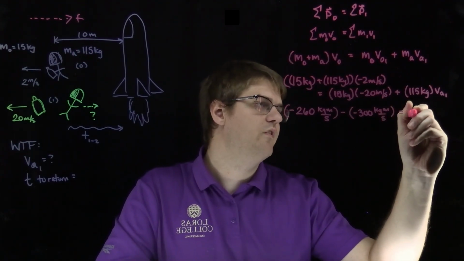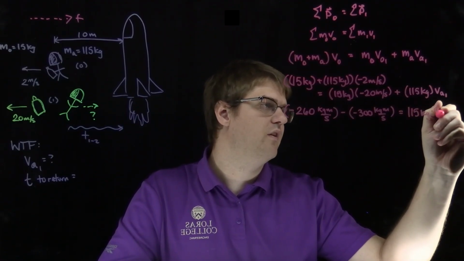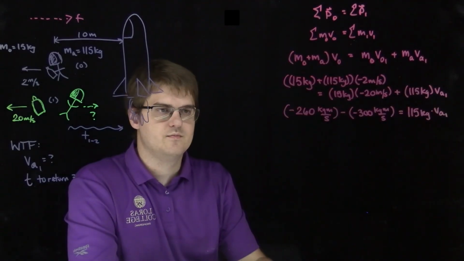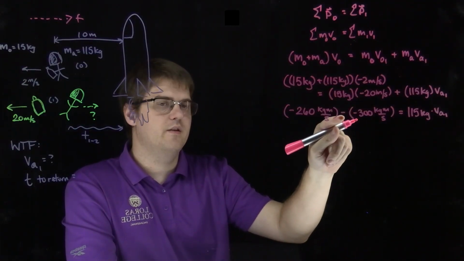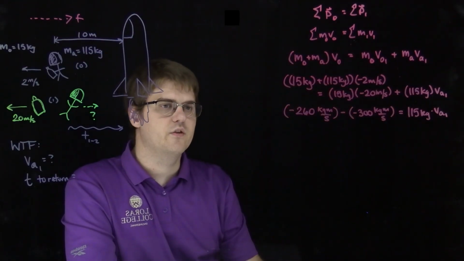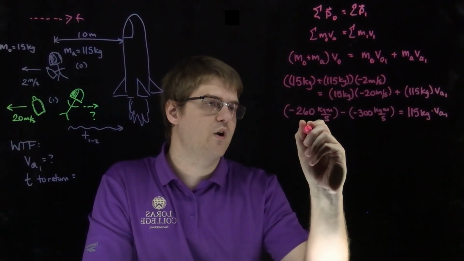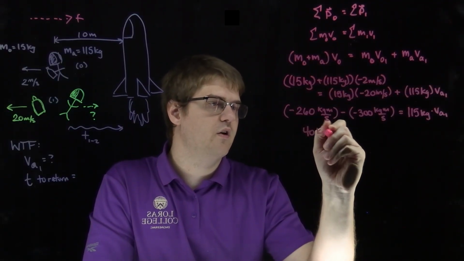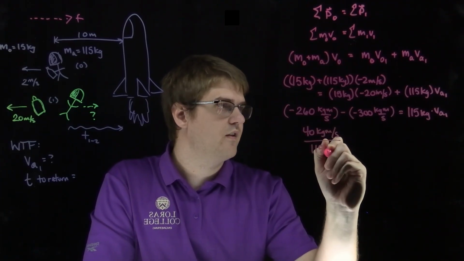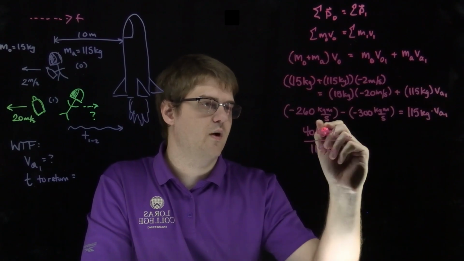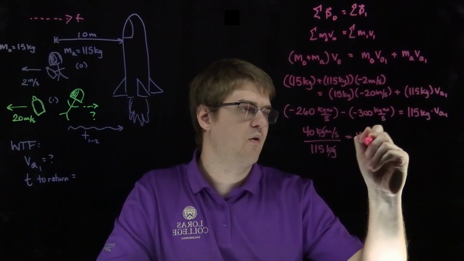is going to be 115 kilograms times velocity of the astronaut at time 1. This is negative because this was negative, and then I've got a minus because I subtracted it to move it to the other side of my equation. So negative 260 plus 300 is going to be 40 kilogram meter per second divided by 115 kilogram. Kilograms are going to cancel. We're going to end up with meters per second, which is exactly what we want.